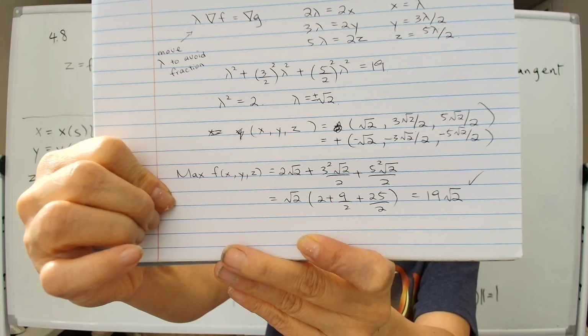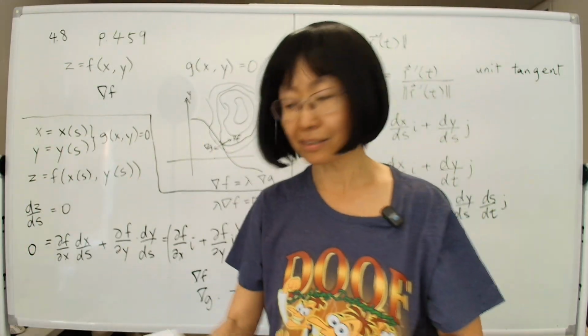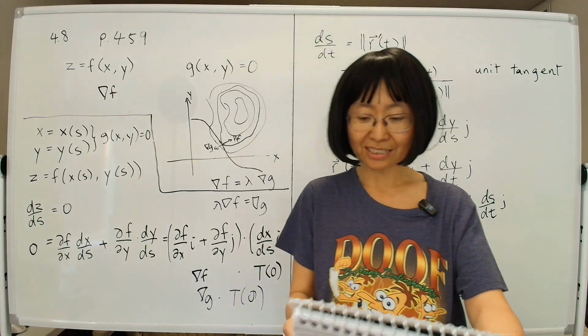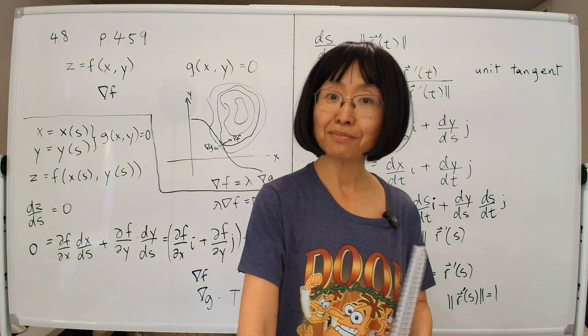So we plug the positive option in, and that came out to be 19 and 19 square root of 2, which I checked is the right answer at the back of the book. And with that, that comes the end of our section.